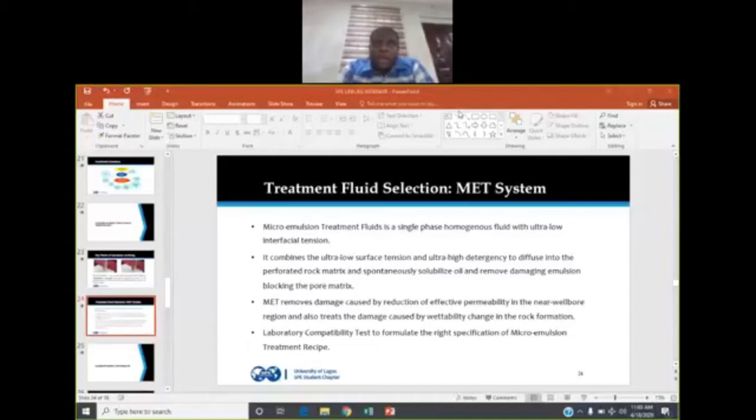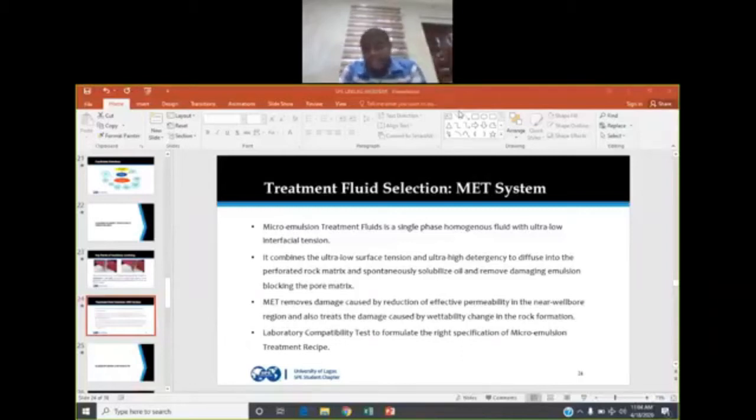Maybe when you have wettability change, as a result of your near reservoir rock having changed from water wet to oil wet, the microemulsion can solubilize the oil, restoring the wettability of your near wellbore. In fact, it has been proven that microemulsion has the capacity of even restoring the near wellbore permeability to the initial permeability of the reservoir, which is very, very good. So that is one of the unique things about microemulsion. It can restore your near wellbore to the initial reservoir permeability.